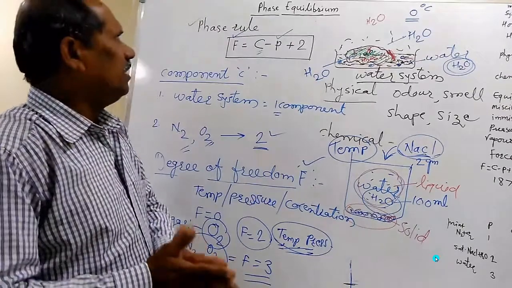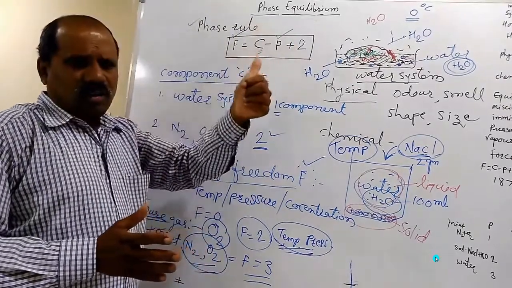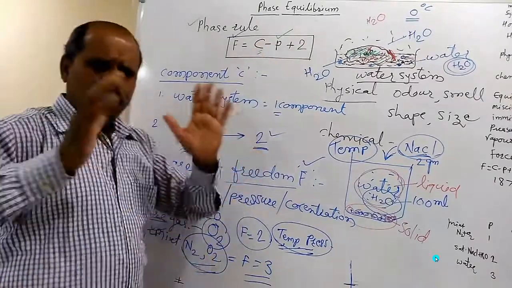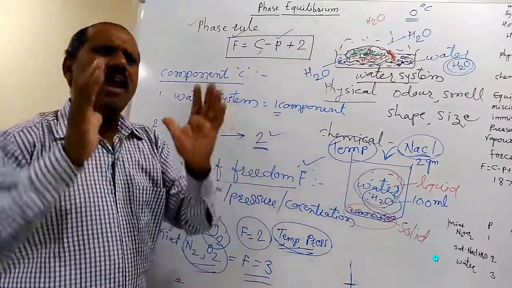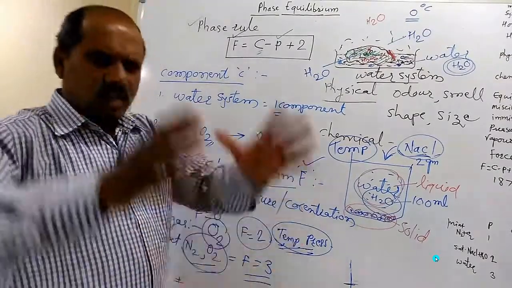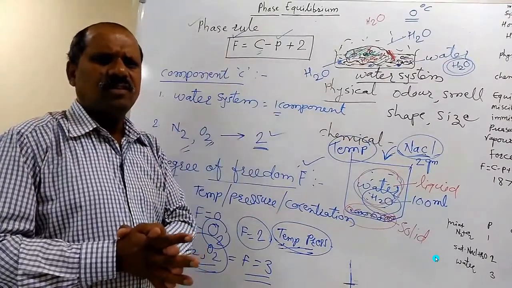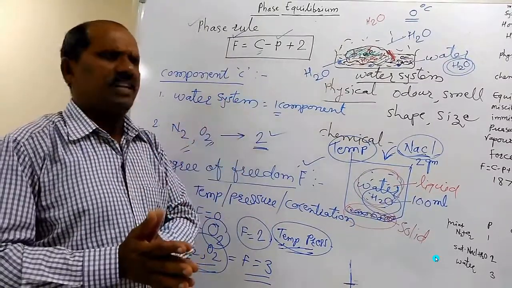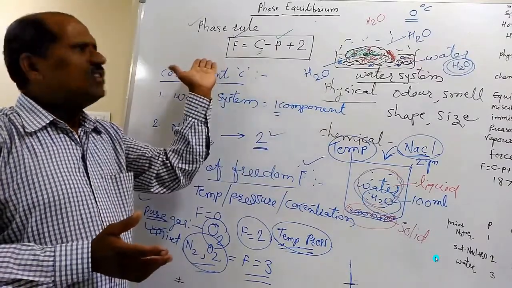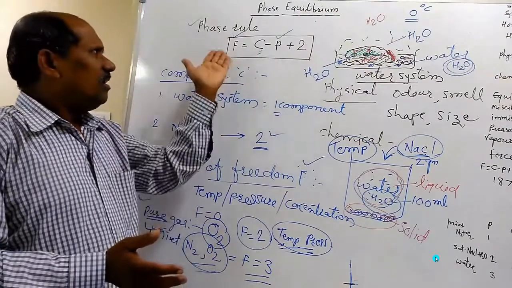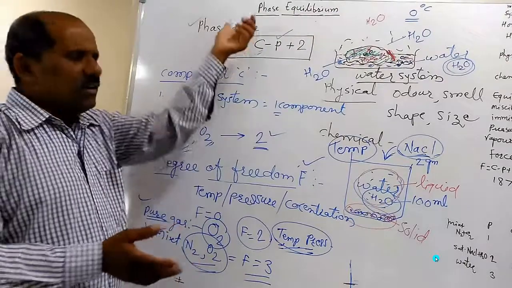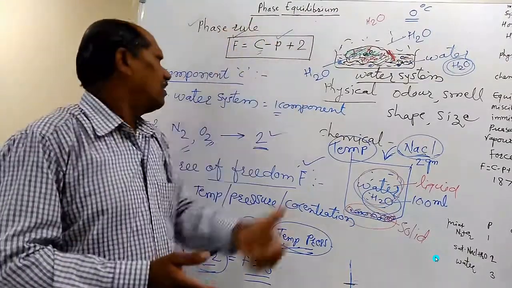Once again, let me remind you, or I am concluding here. Phase rule is a tool in the hands of scientists for studying heterogeneous systems. This tool was given by the American physicist Willard Gibbs in 1874. He gave the rule in the mathematical form F is equal to C minus P plus 2, where F is the degree of freedom, C is the component, and P is the phase.